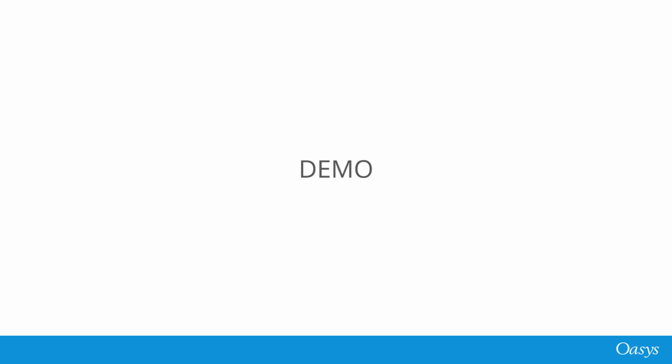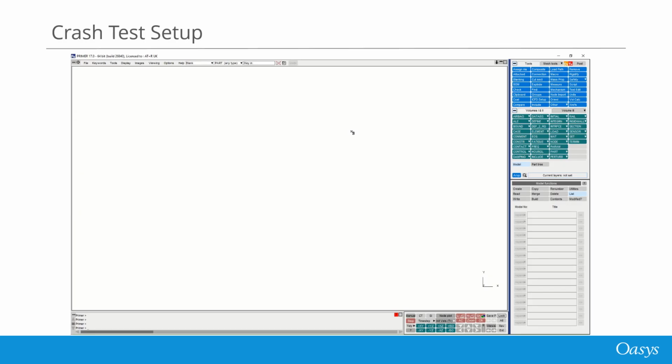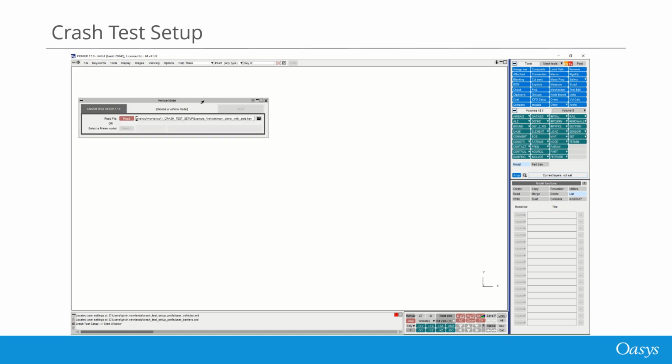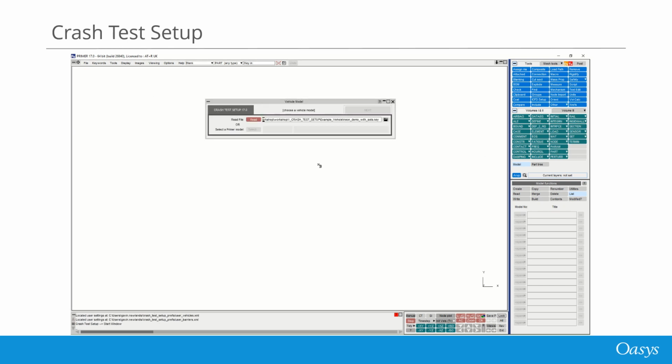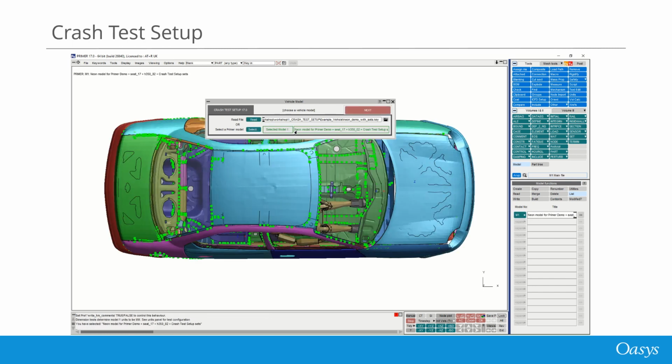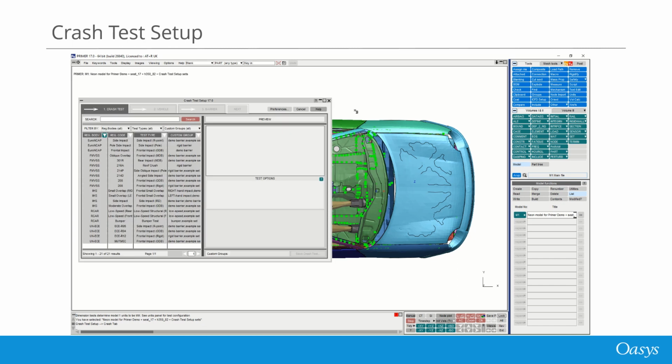Let's go through a demo of Crash Test Setup. To access Crash Test Setup, go to Tools, Safety, Crash Test Setup. Now in the first panel that appears, you want to select the model you want to position a barrier to. So here you can either select the model already read into Primer or a model on disk. Here we'll just select a model on disk to read in. Then you click on Next.